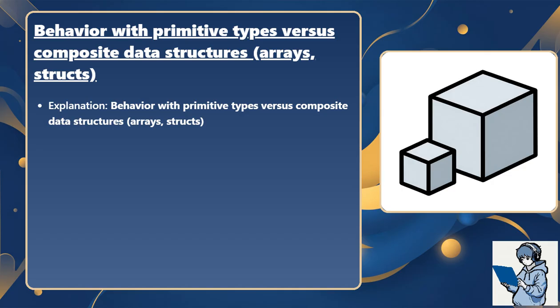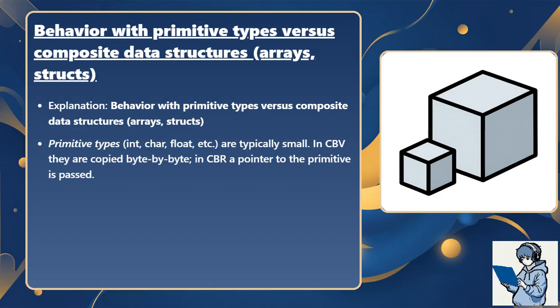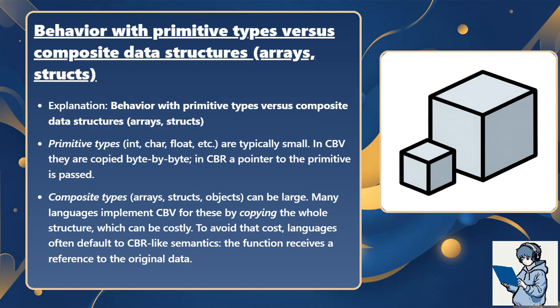Behavior with primitive types versus composite data structures, arrays, structs. Primitive types such as int, char, float are typically small. In call by value they are copied byte by byte. In call by reference a pointer to the primitive is passed. Composite types, arrays, structs, objects can be large. Many languages implement call by value for these by copying the whole structure, which can be costly. To avoid that cost, languages often default to call-by-reference-like semantics. The function receives a reference to the original data.